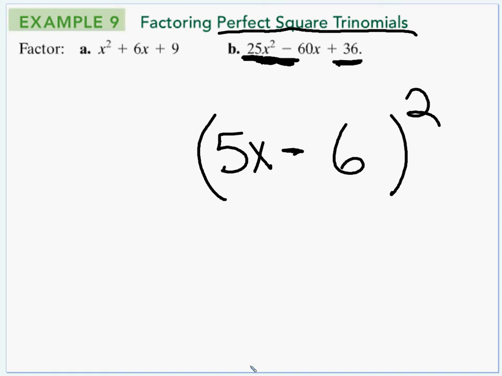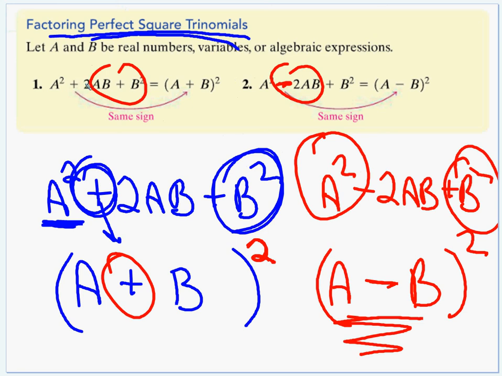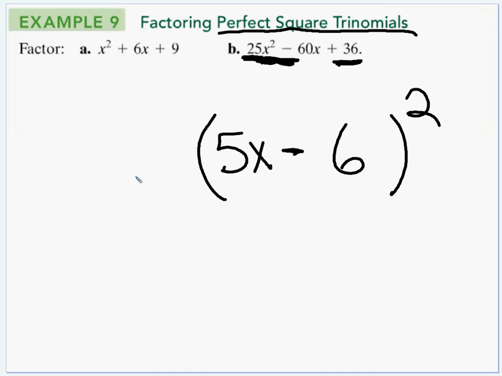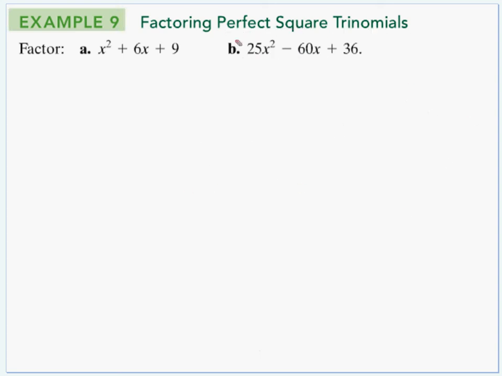6. And another way we can check that middle term, if I click back to this slide, it's 2 times a times b. So if I multiply 5x times 6, I get 30x. And if I multiply that by 2, I get the minus 60 in the middle. So the middle term does check out, even though I'm sure it was going to because they did tell us it was a perfect square trinomial.